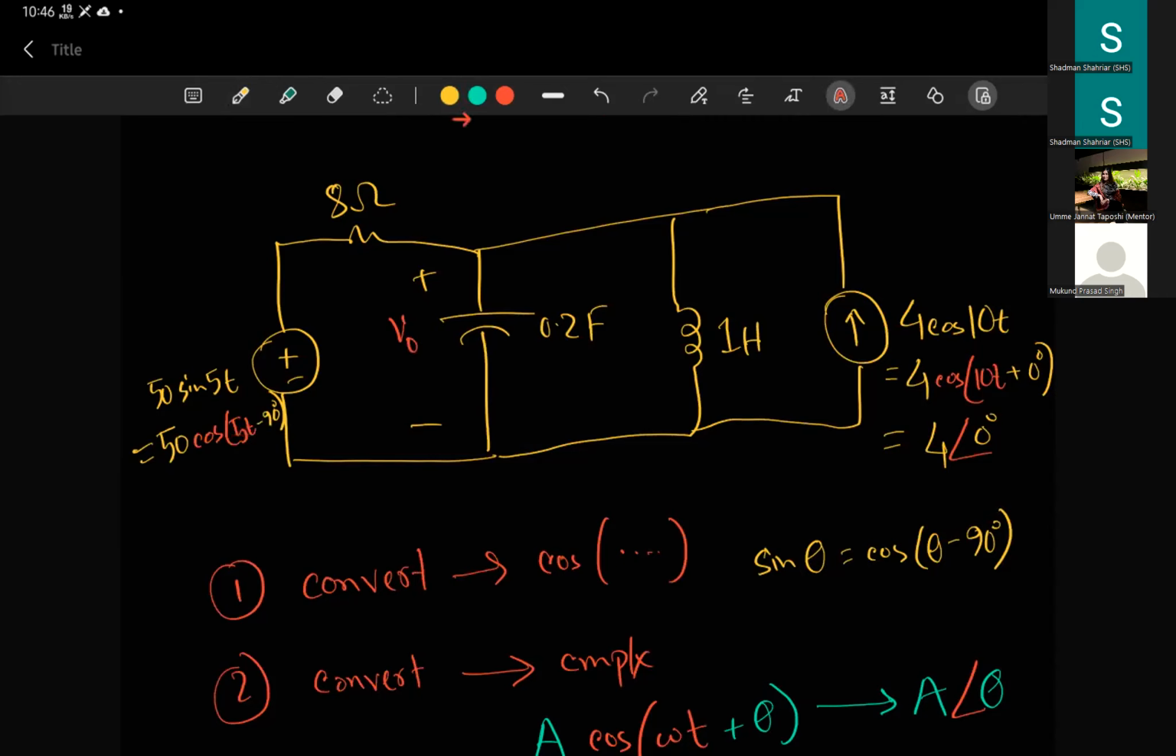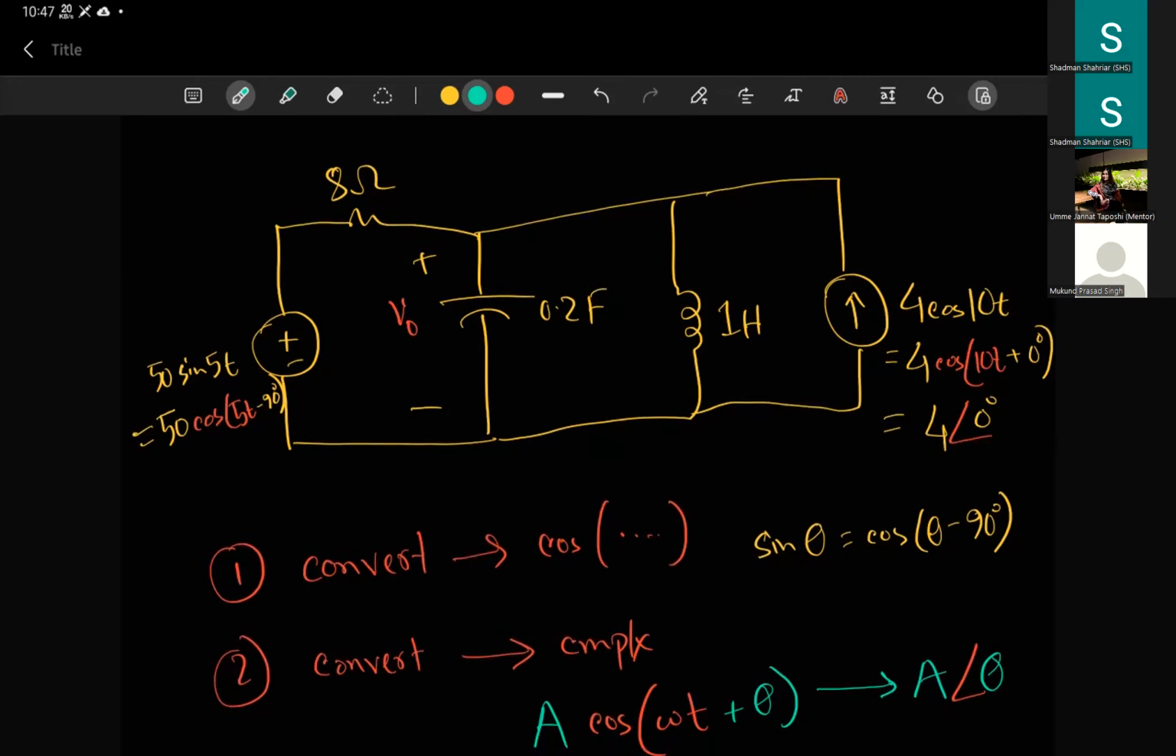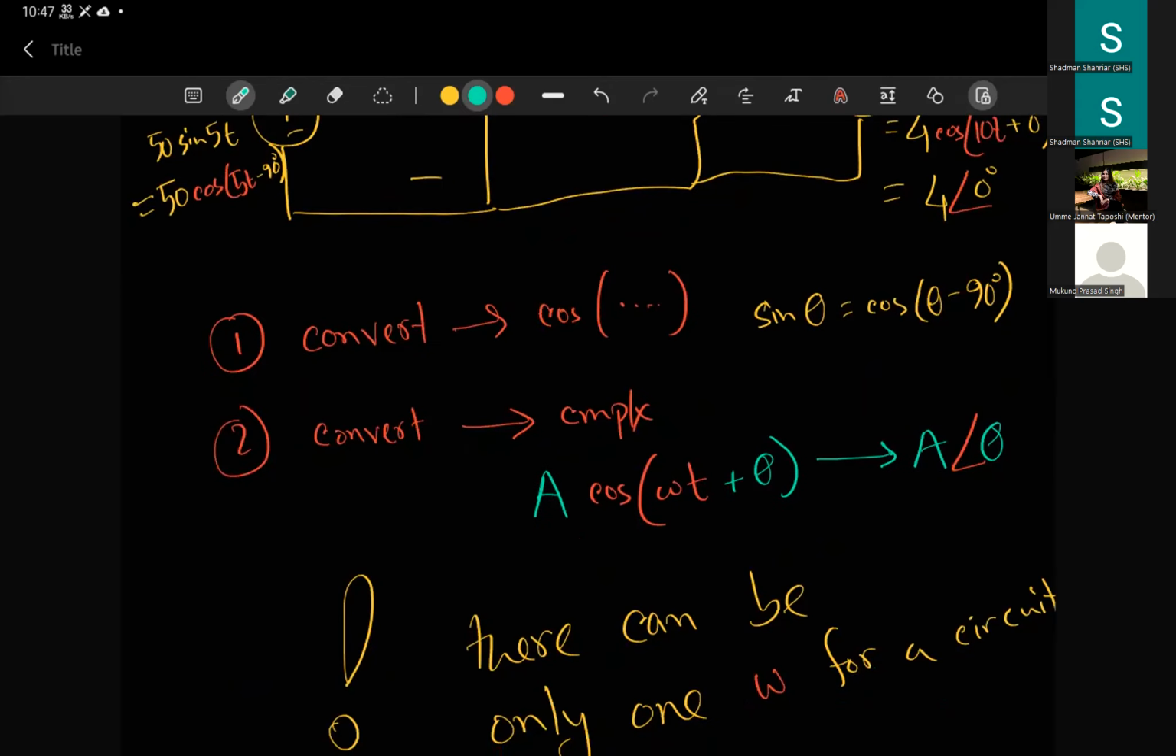If you have different omegas, what is the value of omega for this circuit? Is it 5 or 10? If you have different omegas, you will need the superposition theorem. So if you have sines and cosines, the best way is to remove the cos omega t part and replace it with an angle sign, and that is your complex number. This is your step 2.